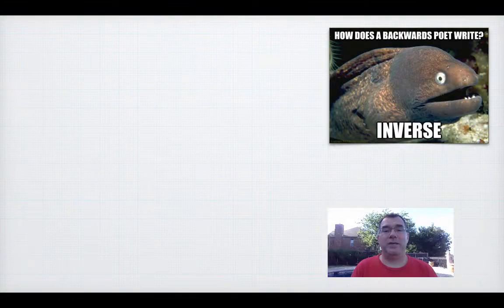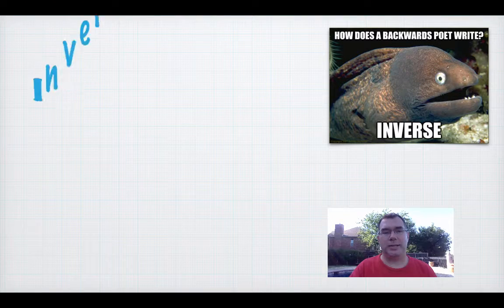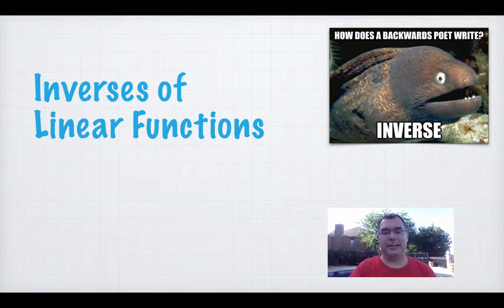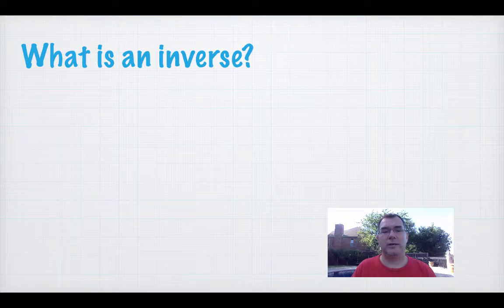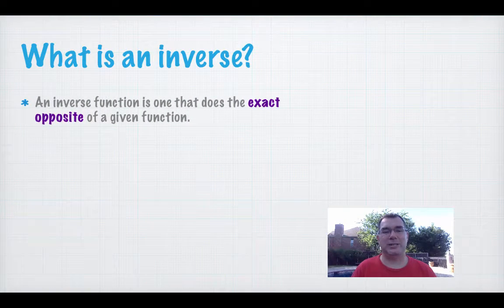Hello again. We are finishing our discussion for this chapter by talking about inverses of linear functions. So let's get started. First of all, what is an inverse? It's basically a function that does the exact opposite of the function I've been given. So it undoes everything that the original function did, so that if I perform both functions, I'll get back to where I started. It's like basically doing nothing.